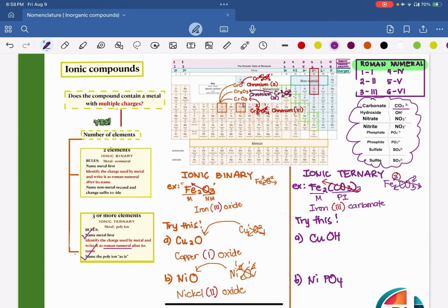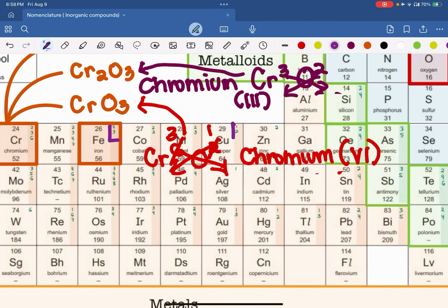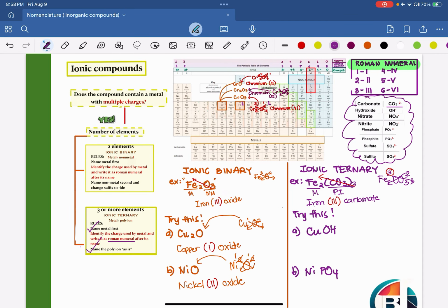Going over the next example, we have copper. Your copper has 1 or 2 as its possible charge. First, identify your OH. Your OH here has 1 as its charge. So if you're going to analyze it, your copper is also using 1. Crisscross, then you will have this. So the name of the compound must be copper, charge used is 1, then we have, of course, your polyion, which is named hydroxide.